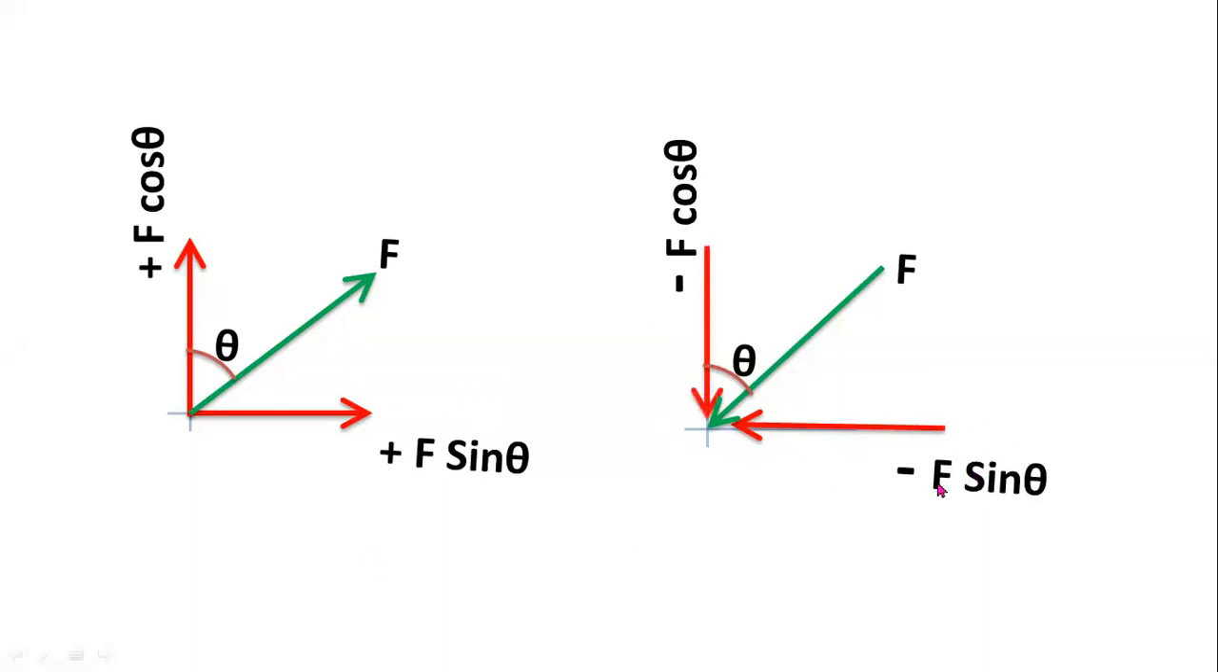Here the sign conventions you have to observe. This force is acting towards right, this force is acting towards left, because this force is acting away from the origin and this force is acting towards the origin. That is the main difference between these two forces.